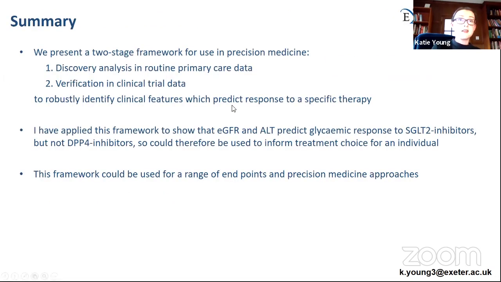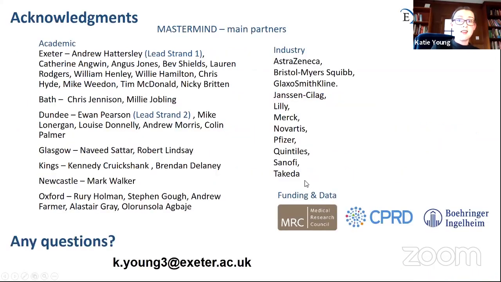So in summary, I've presented this two-stage framework for use in precision medicine, which we can use to robustly identify clinical features which predict response to a specific therapy. I've shown that eGFR and ALT predict glycemic response to SGLT2 inhibitors, but not DPP4 inhibitors, so could be used to inform treatment choice for an individual. And just to say that this two-stage framework could be used for a range of endpoints, not just glycemic response, as I've shown here, and different precision medicine approaches. Thank you, and I'd be happy to take any questions.